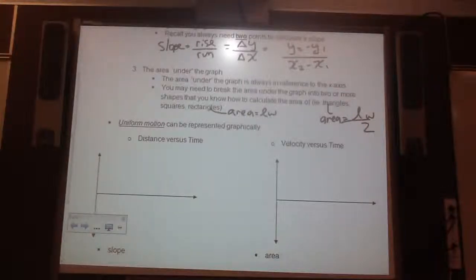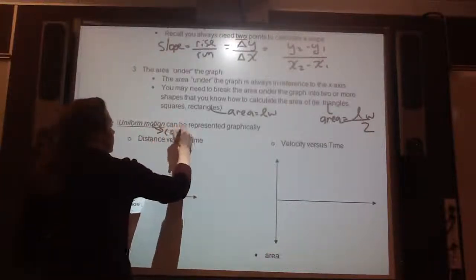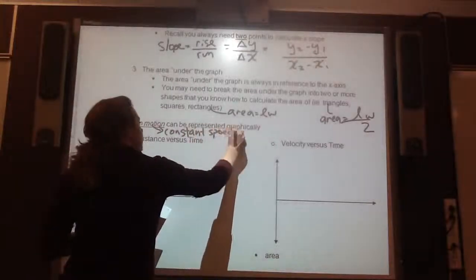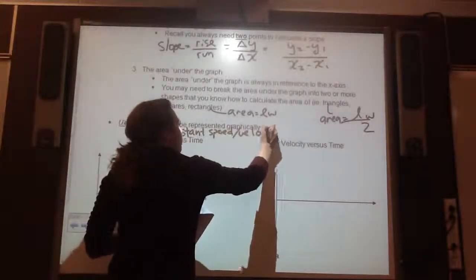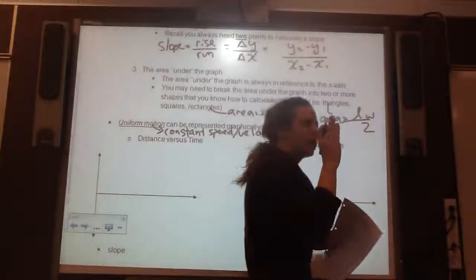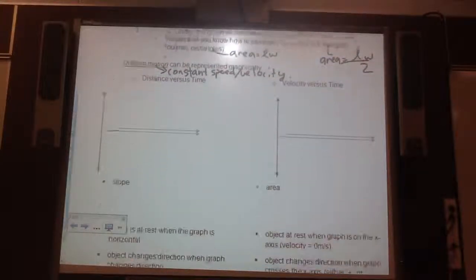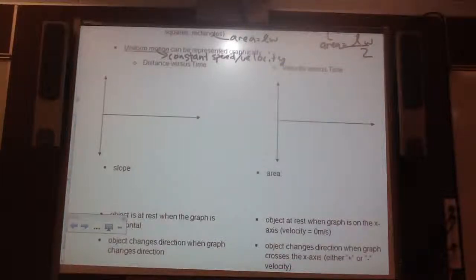So when we're looking at these graphs, uniform motion, which means constant speed. So this is like constant speed or velocity. This is when you're setting it to cruise. Okay, you're on cruise control. You're not accelerating, you're not slowing down, you're just on cruise. Okay, that's what uniform motion means.